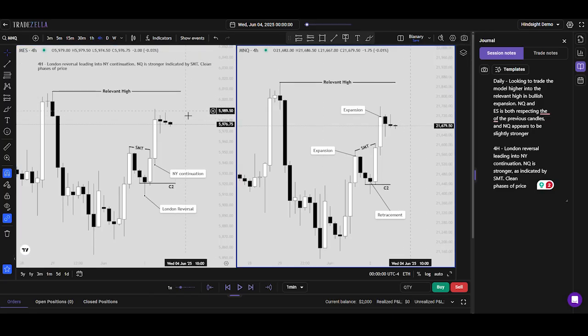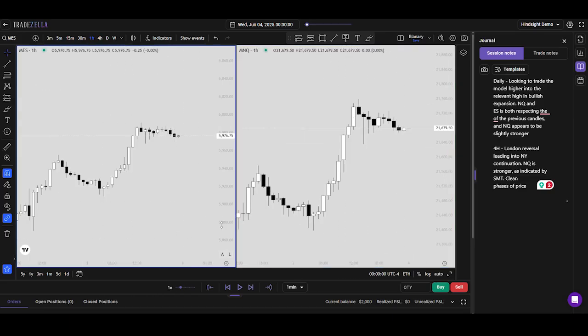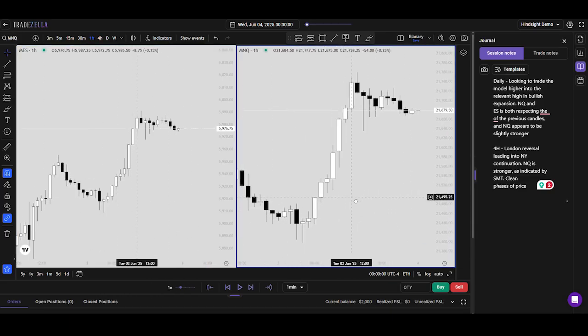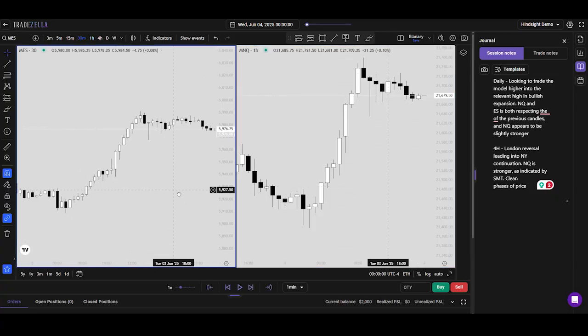So this is good. Now I'm going to drop down to the next time frame and I'm actually going to look for the setup. Because I know that NQ is stronger, I'm going to look for a trade on this one specifically. I don't see any clear hourly setups here. So I'm going to go ahead and drop down to the 30 to see if I can find the model.